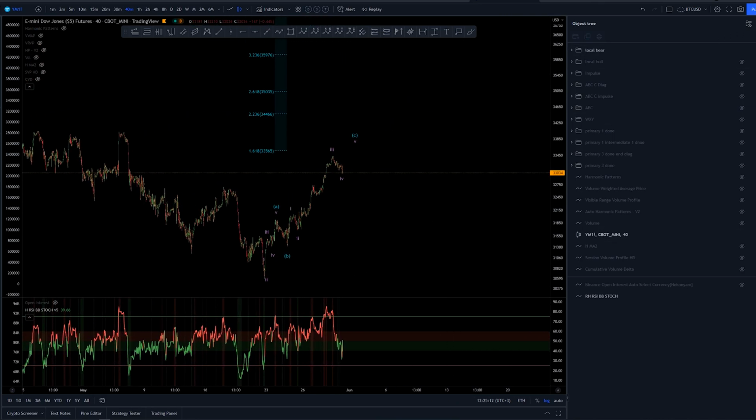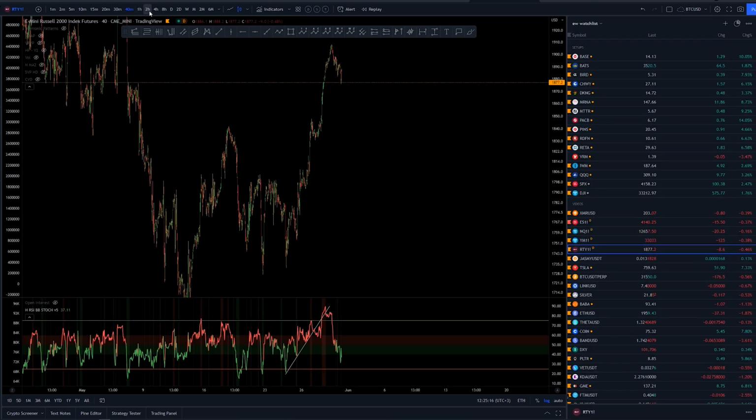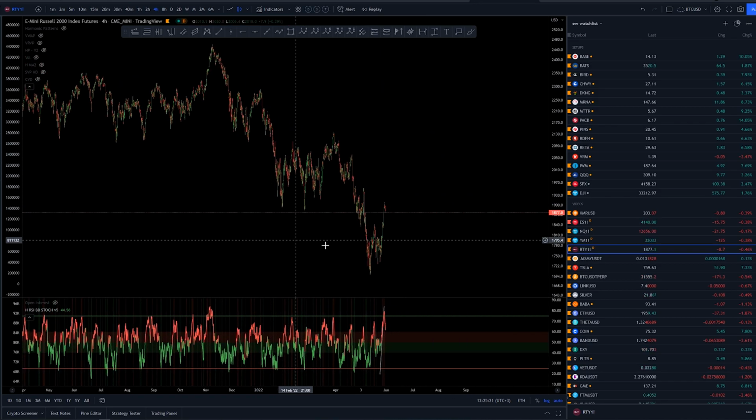And that's pretty much everything on Dow Jones. Let's take a look at the Russell 2000. Again, higher time frame to check out what is going on higher time wise.